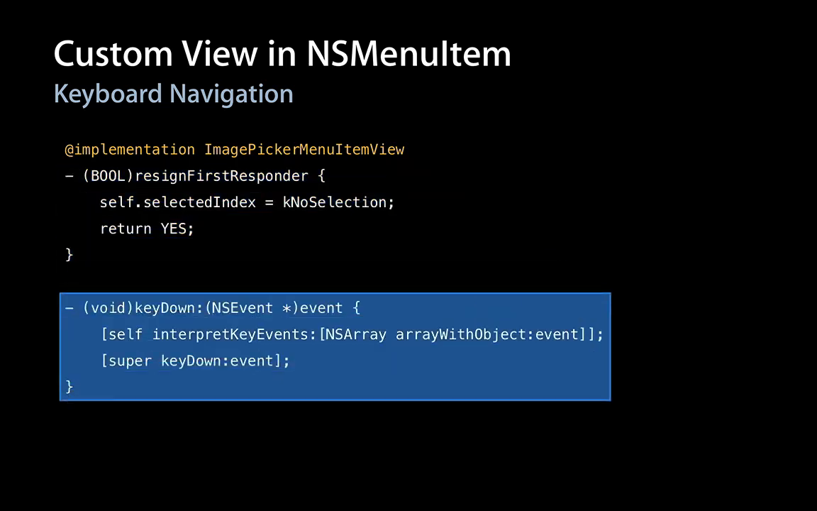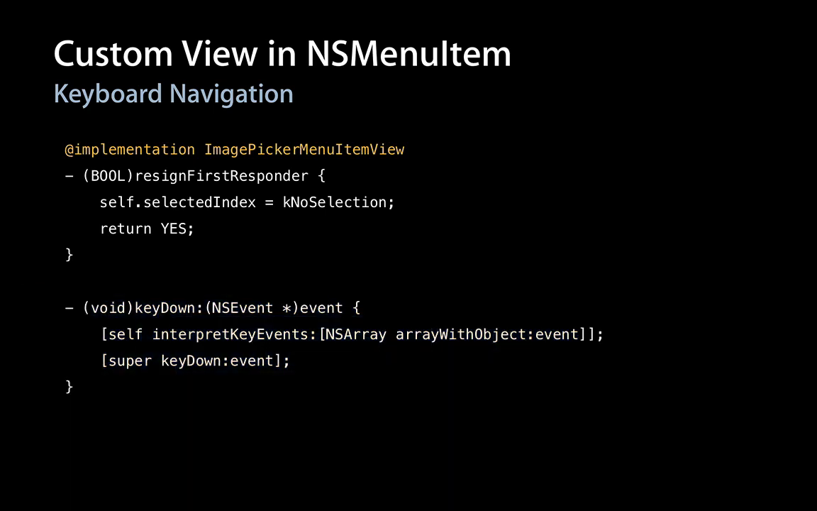Now, finally, we can get a key down message, and we're going to do the typical Cocoa thing of just calling interpret key events. This will allow key bindings to kick in and look at the key event and figure out what is the user's intention. And what's real important in this example, what's kind of unique, is that after we call interpret key events, we still need to call super key down so that eventually it will go up the responder chain, and the menu can handle the key events that we don't handle.